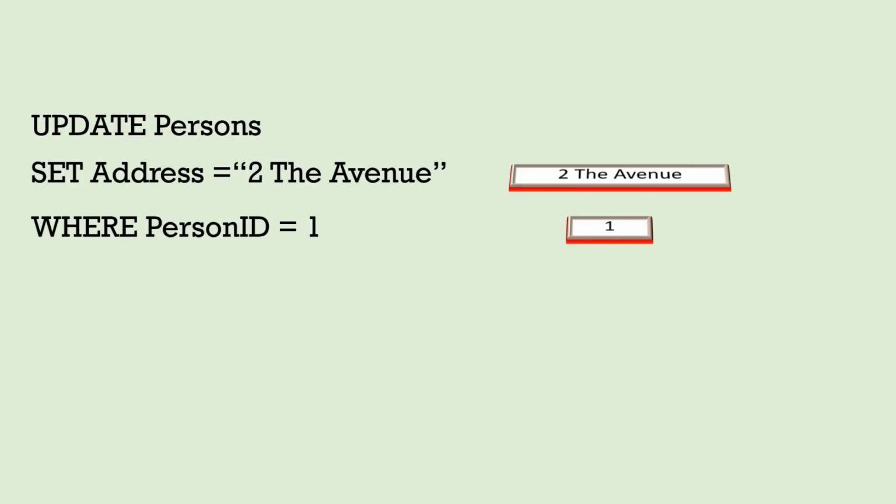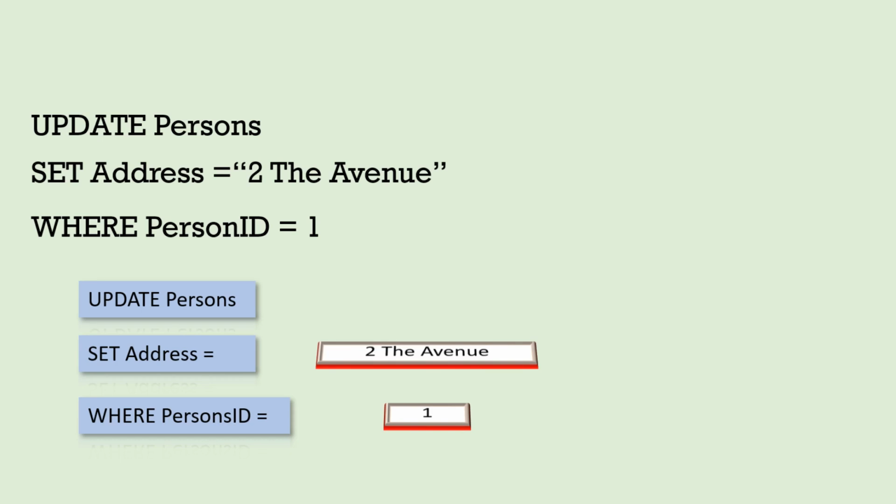So we've got our update. We set where the ID equals 1. In this example, we're changing the address to the avenue. So that seems straightforward. Here's our SQL in blue, and here are our variables with the address to the avenue and the ID number 1.